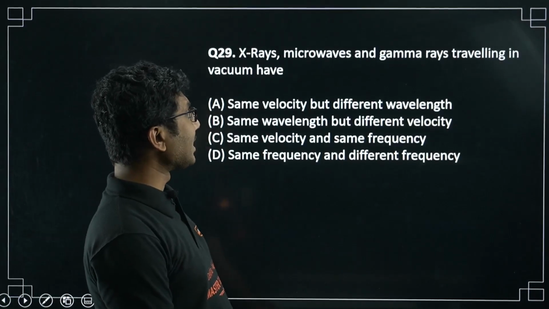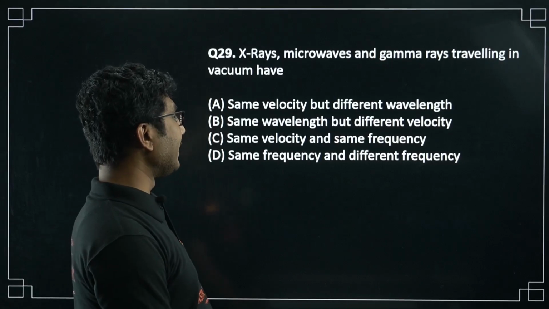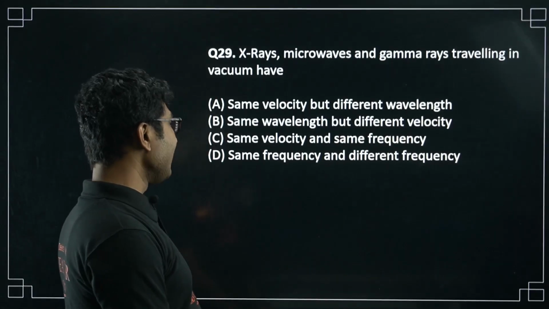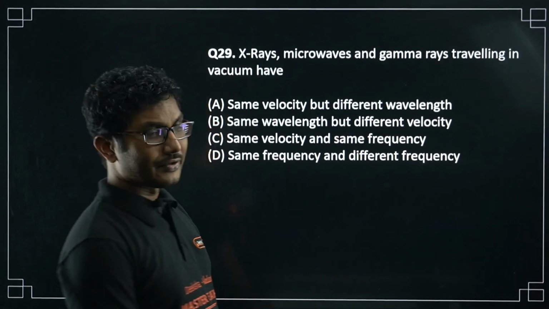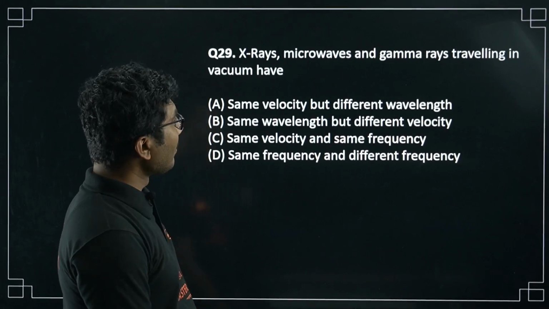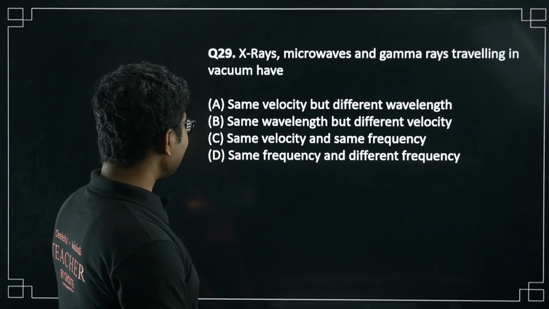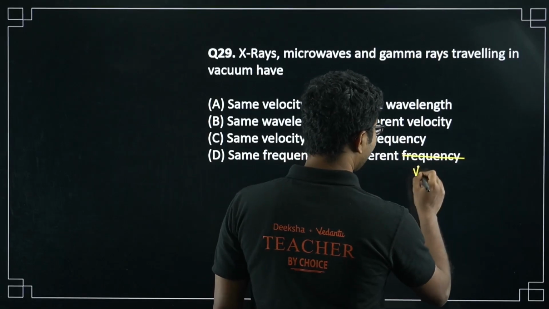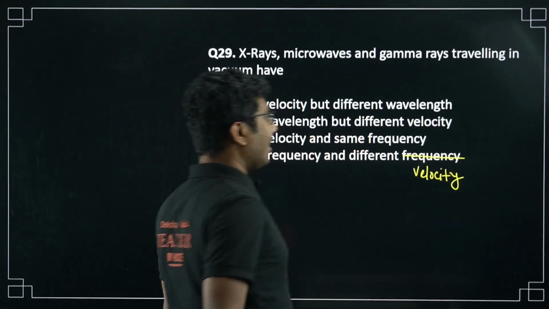X-rays, microwaves and gamma rays traveling in vacuum have same velocities but different wavelength, same wavelength but different velocity, same velocity and same frequency, and different frequency. I don't understand the same frequency and different frequency. I think same frequency but different velocity, I think they tried to say. Okay, yes. Now which one is correct?